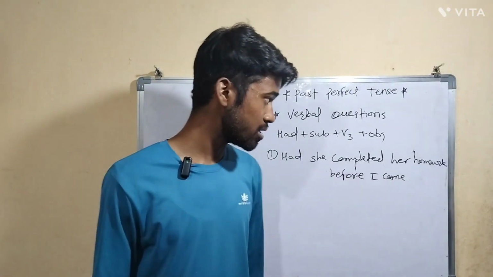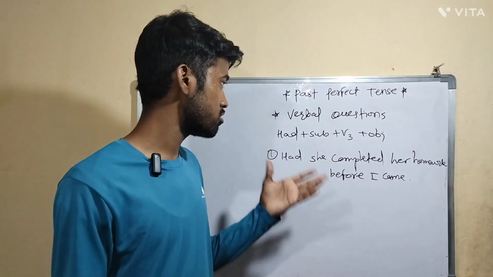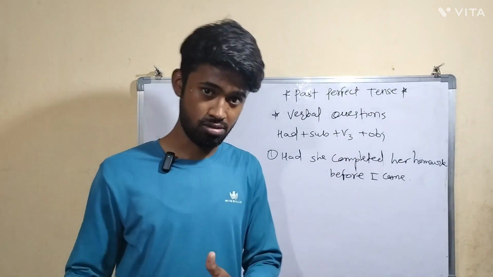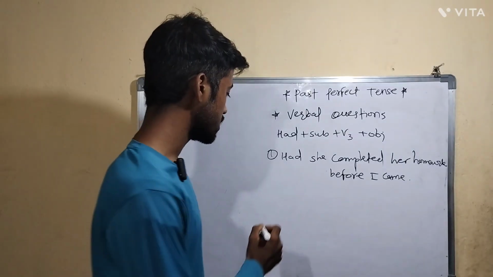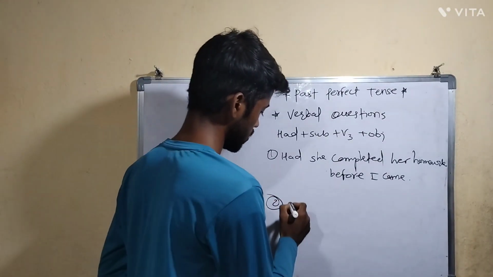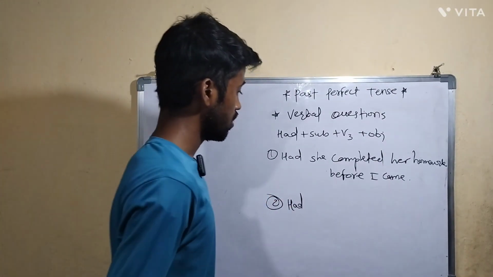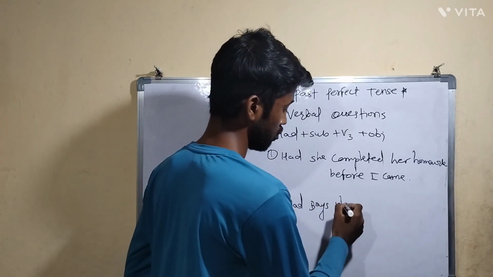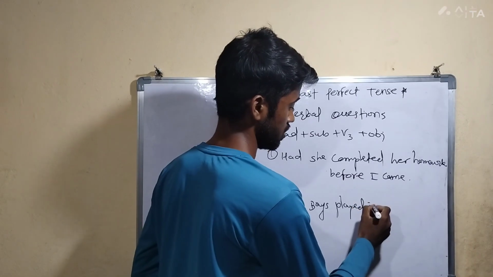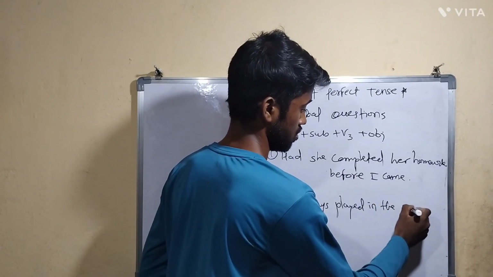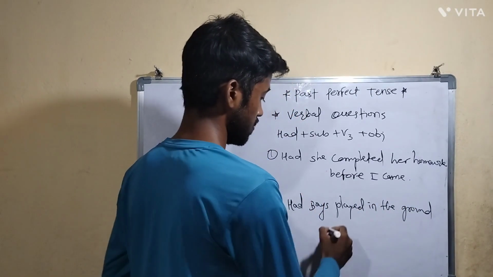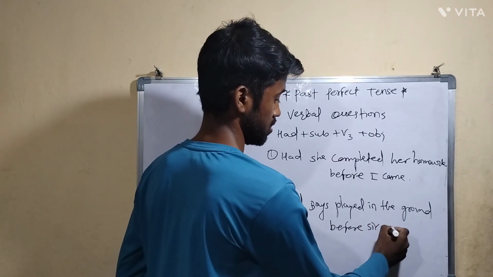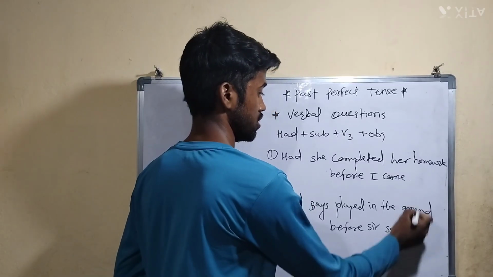These two are the answers. These are verbal questions, or we can say yes/no type questions, because we can answer them with yes or no. Okay, let's take another example. Had boys played in the ground before sir said? The question mark should be here.